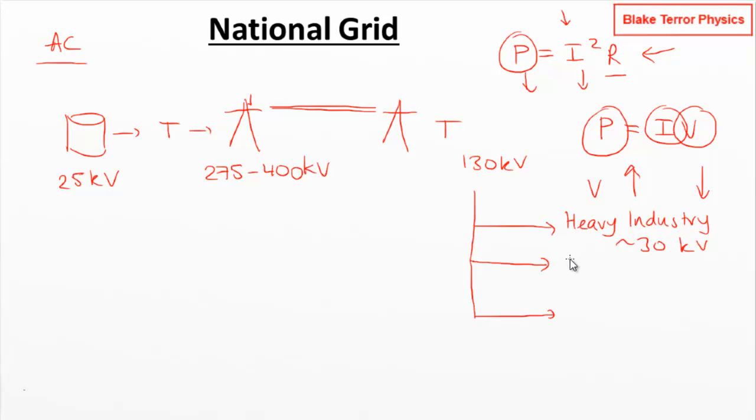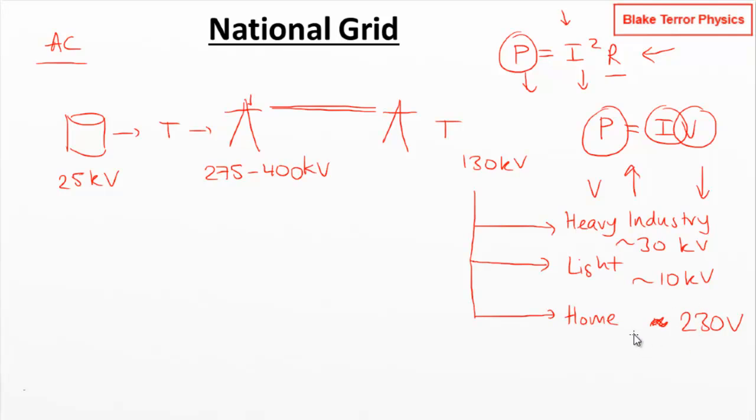If we're going into light industry, then we might want 10 kilovolts. And then, of course, when we get into the home, we're looking all the way down to 230 volts we've currently got. It used to be 240. I think they're currently dropping it down. I think Europe uses 220.